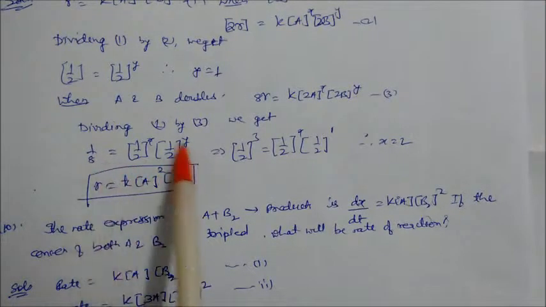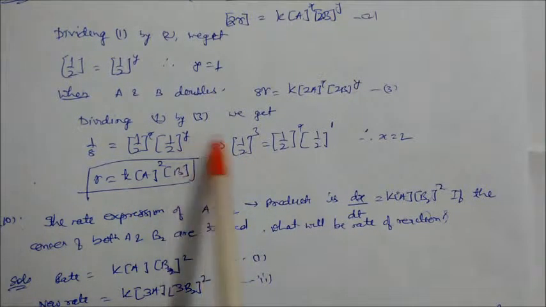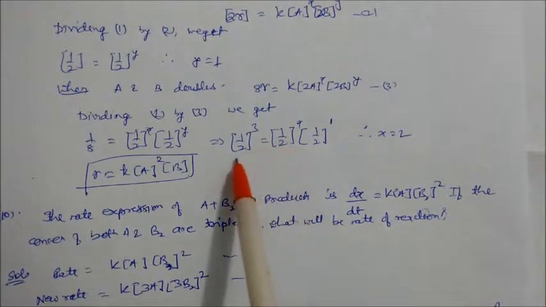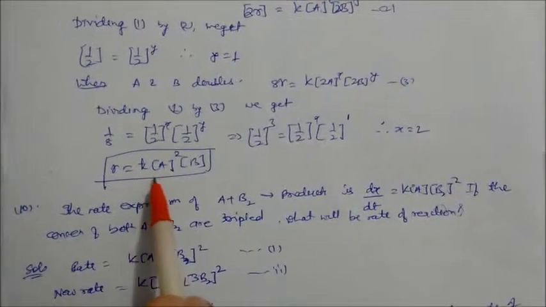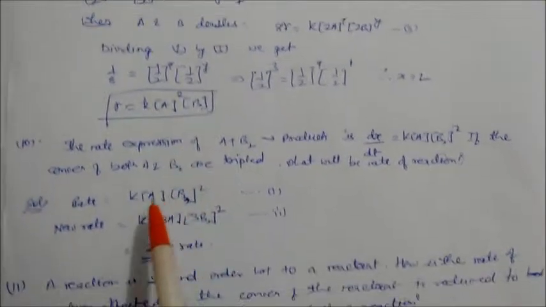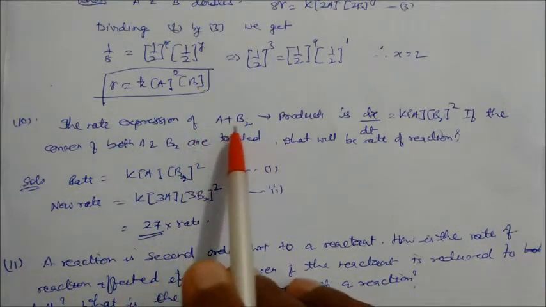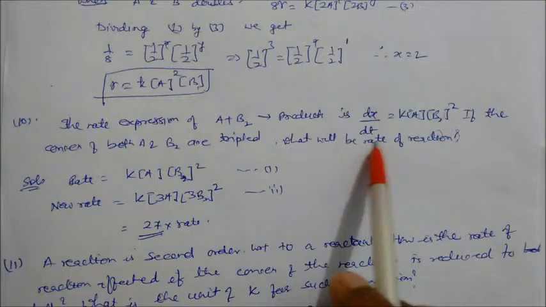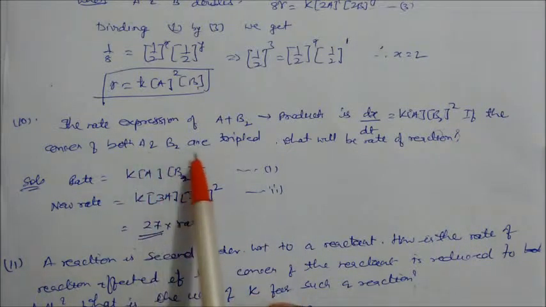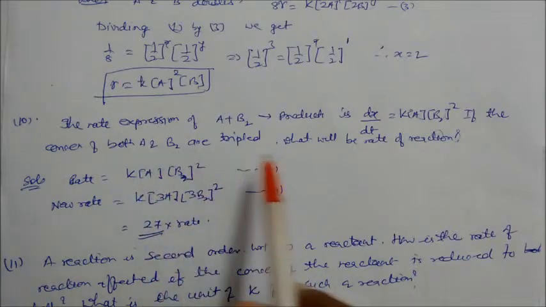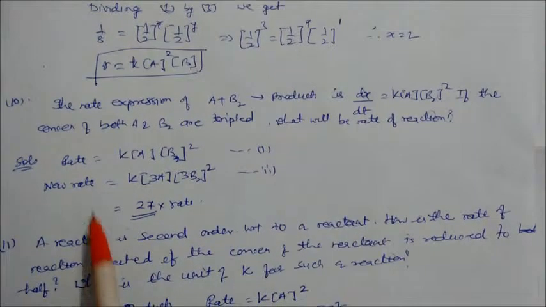Next question: the rate expression of A plus B2 giving product is dx by dt equals k A B2 whole square. If the concentration of A and B is tripled, what will be the rate of reaction? So this is the rate law expression. Now what will be the new rate? A will be 3A and B will be 3B2. On solving, 3 into 3 is 9, 9 into 3 is 27. So the new rate will be 27 times the old rate of reaction.